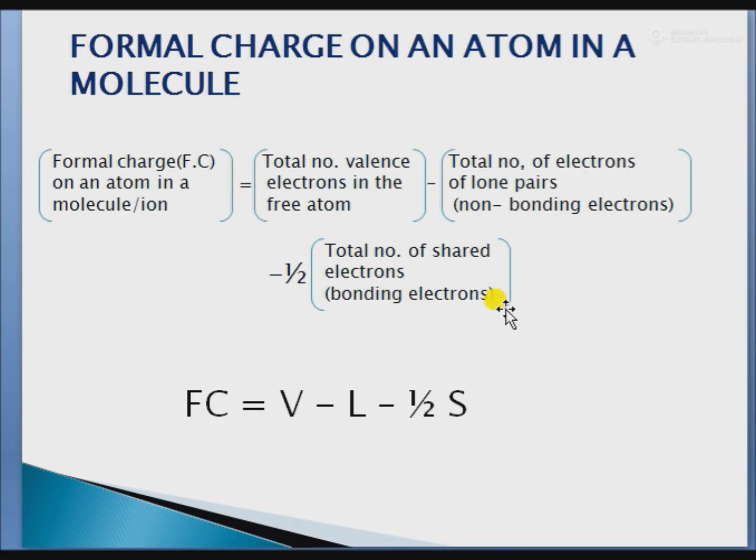Next is formal charge on an atom in a molecule. Formal charge of an atom in a molecule or ion is calculated by the formula, which is equal to total number of valence electrons in the free atom minus total number of electrons of lone pairs, that is non-bonding electrons, minus half of total number of shared electrons, that is bonding electrons. Or this can be written as Fc, formal charge, is equal to V for valence electrons minus L for lone pair of electrons minus half of S for shared pair of electrons or bonding electrons.